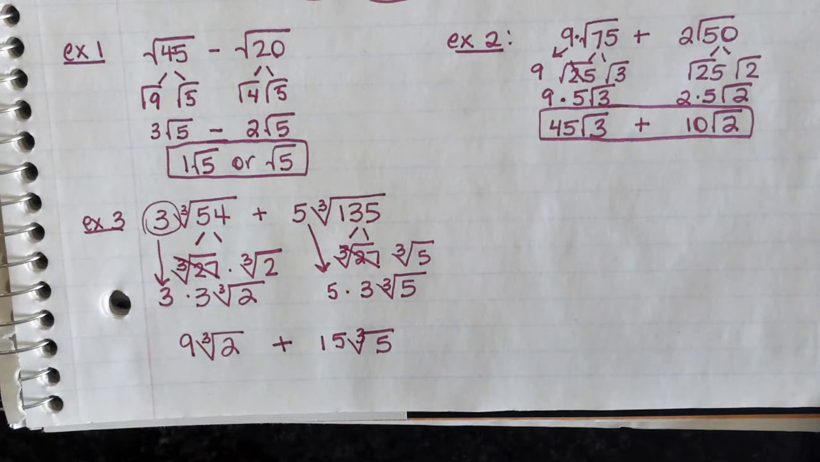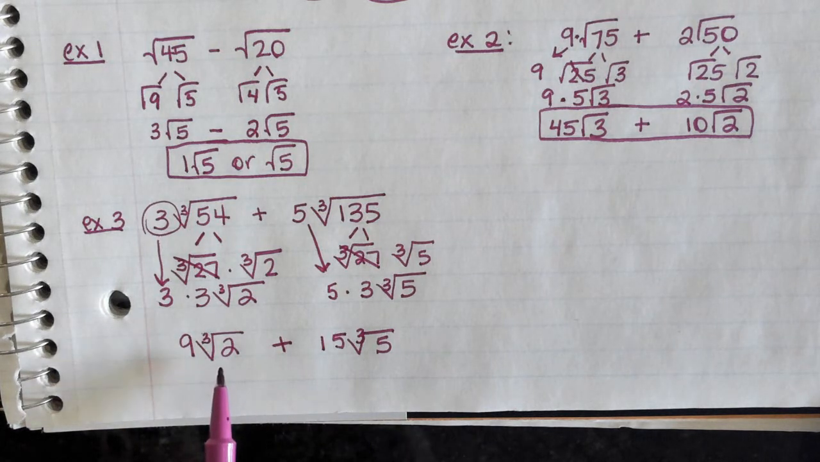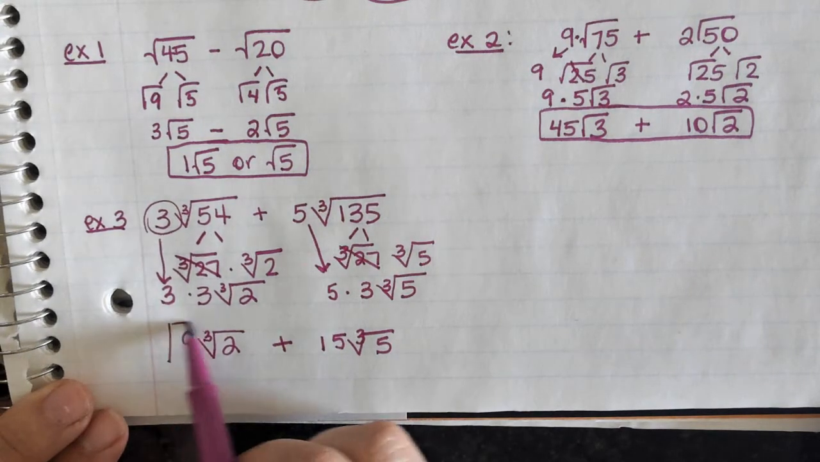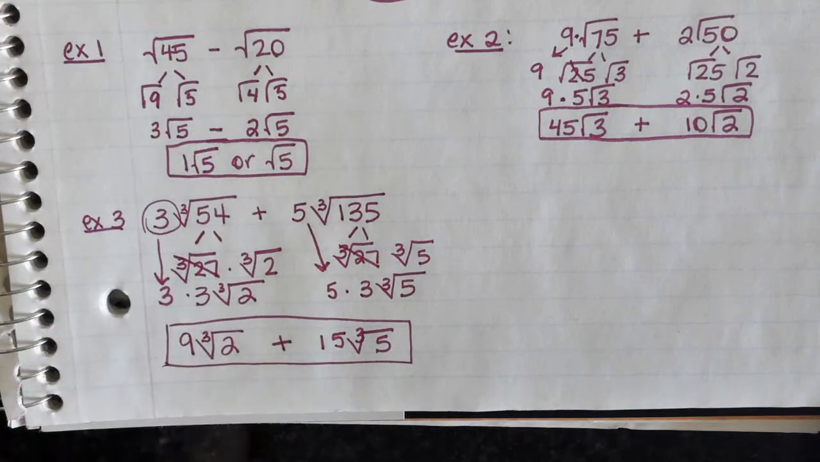Now I can try to add them, but if you notice, they are not the same. This is a cube root of 2. This is a cube root of 5. So I can't combine these, so I'm done. But I am simplified.